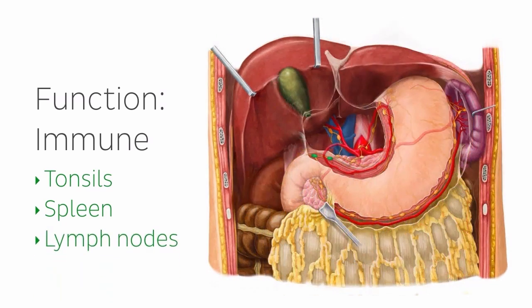Finally, the lymph nodes of the digestive tract also act as accessory organs of the alimentary canal by governing the lymphatic drainage of the gastrointestinal tract. In this image, you can see the lymph nodes of the duodenum highlighted.